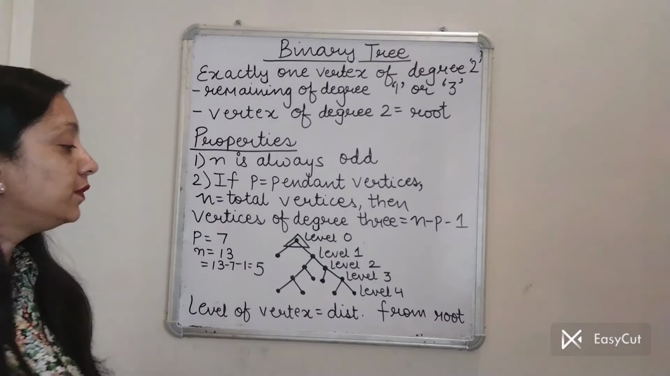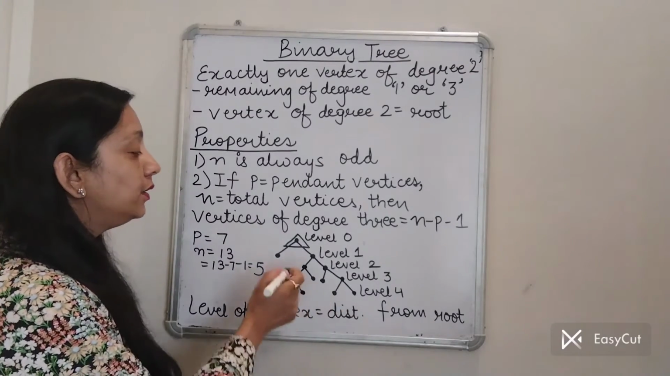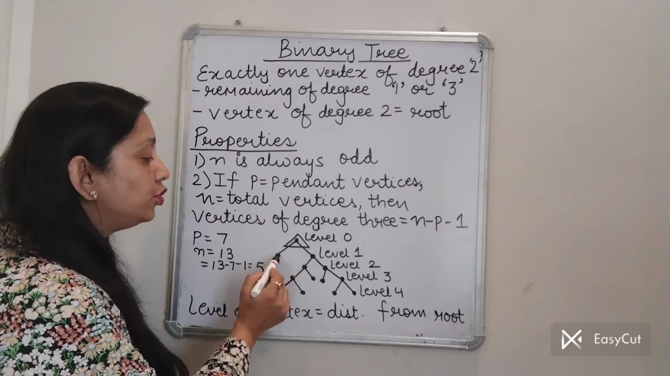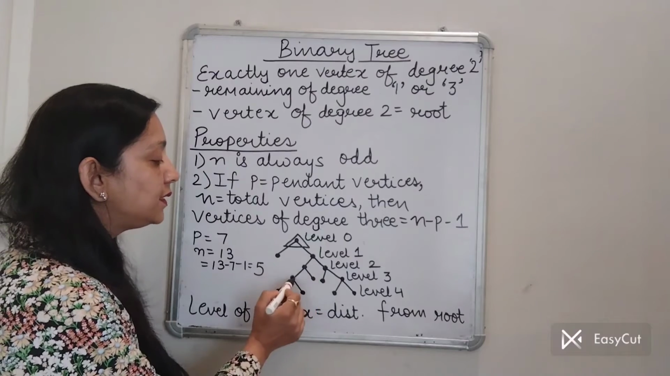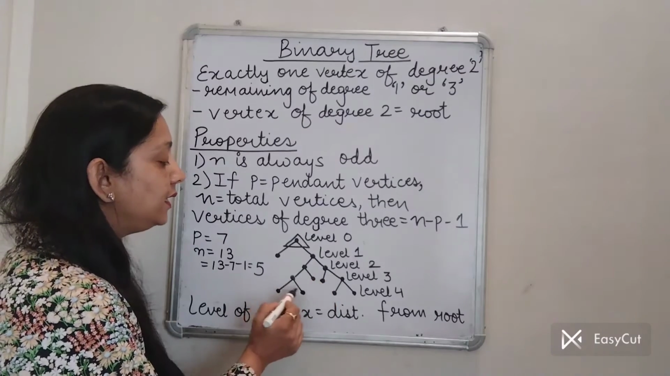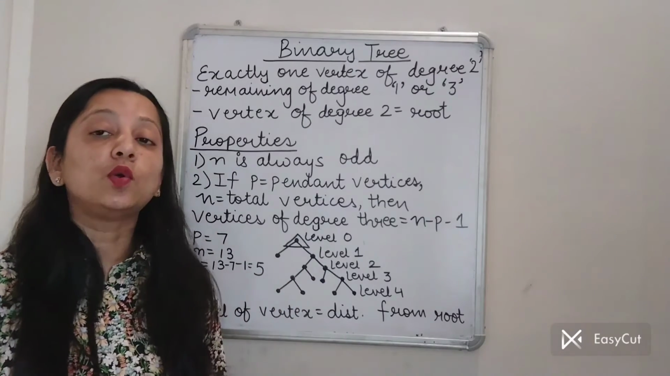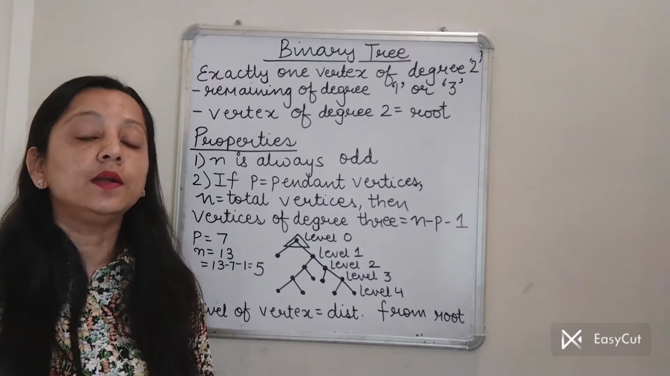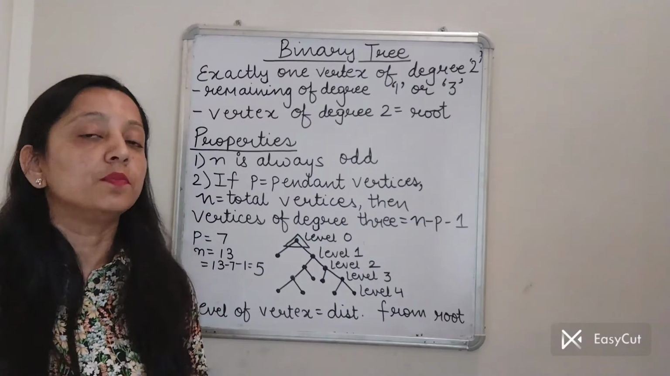Like if I take the example of this particular binary tree, here the total number of vertices are 1, 2, 3, 4, 5, 6, 7, 8, 9, 10, 11, 12, 13. So the total number of vertices here is 13, which is an odd number.